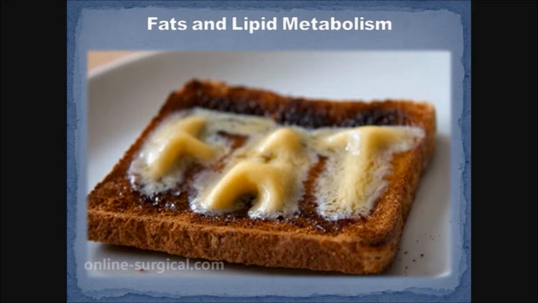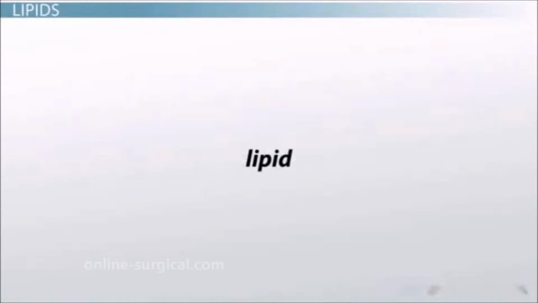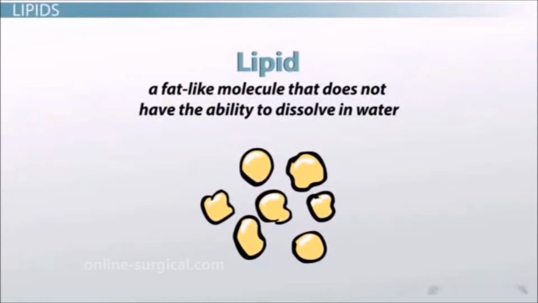Last in the macronutrients list is dietary fat or lipids. We will see now fat or lipid metabolism. Lipids are fat-like molecules that do not have the ability to dissolve in water. Due to this characteristic nature, fat tends to form large clumps.